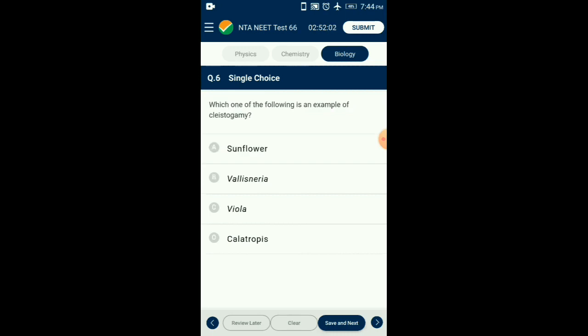Question number 6. Which one of the following is an example of cleistogamy? In cleistogamy, bisexual flowers never open. Therefore, the pollen grains may only pollinate the stigma of the same flower. Examples: Commelina bengalensis, generally called dayflower, and Viola odorata. So the answer is option C, Viola.